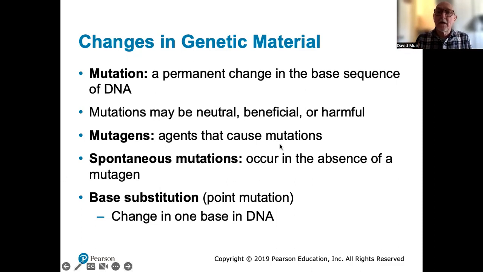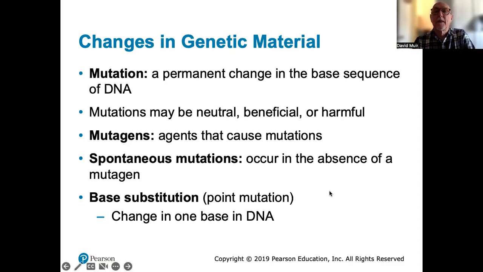The accumulation of beneficial mutations is what results in evolutionary change in organisms. So anything that causes a mutation is called a mutagen. There are many kinds of mutagens, as we'll see in a while. But just off the bat, radiation, for example, is a mutagen. There are various chemicals which are mutagens. Ultraviolet light, all sorts of things can act to actually change the structure of DNA and affect the base sequence.